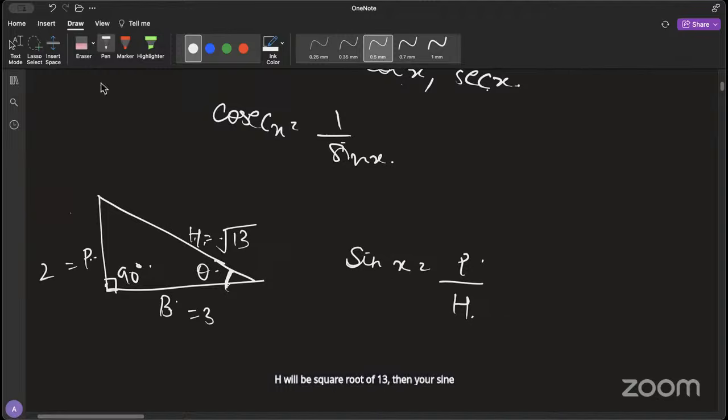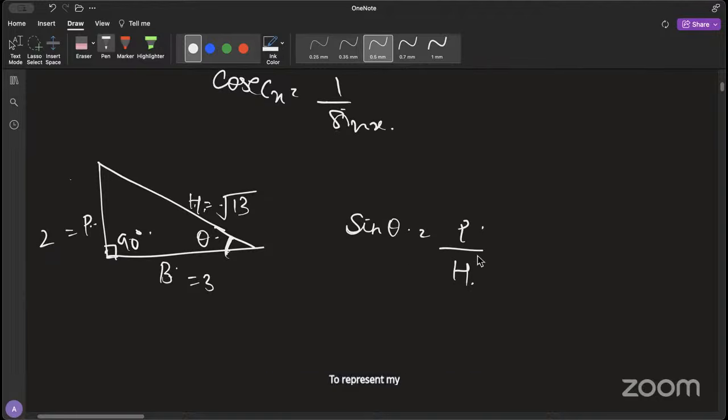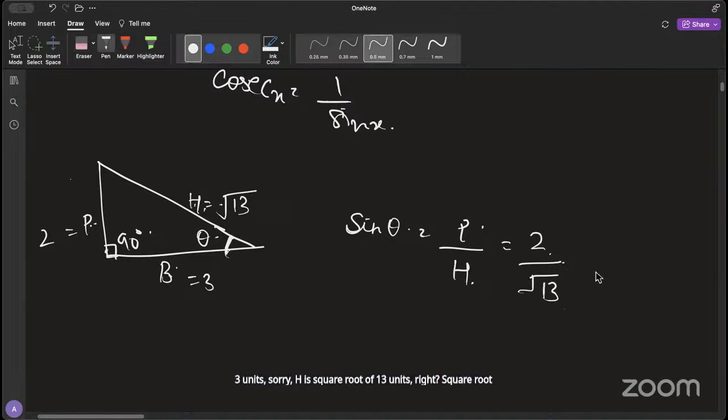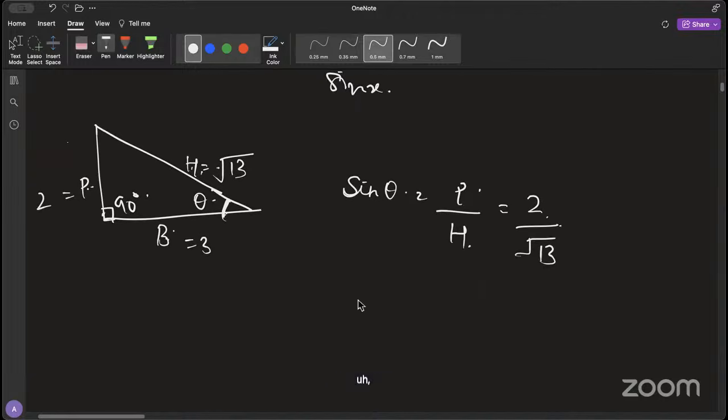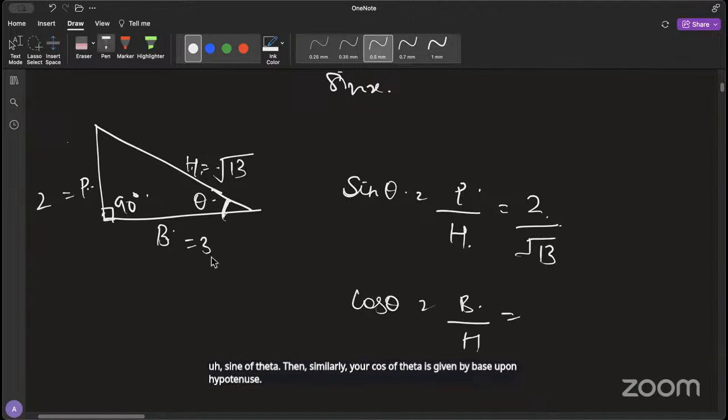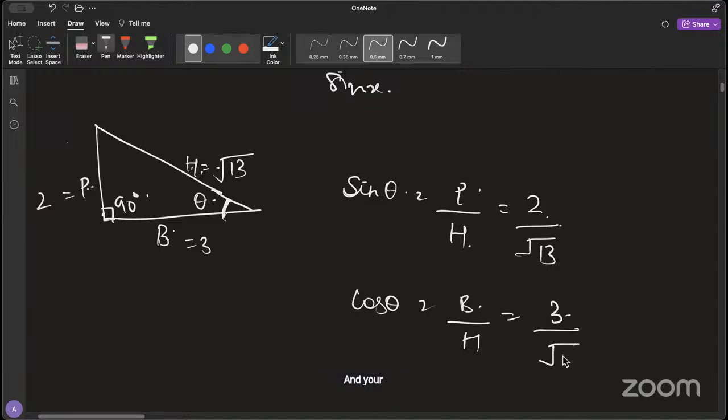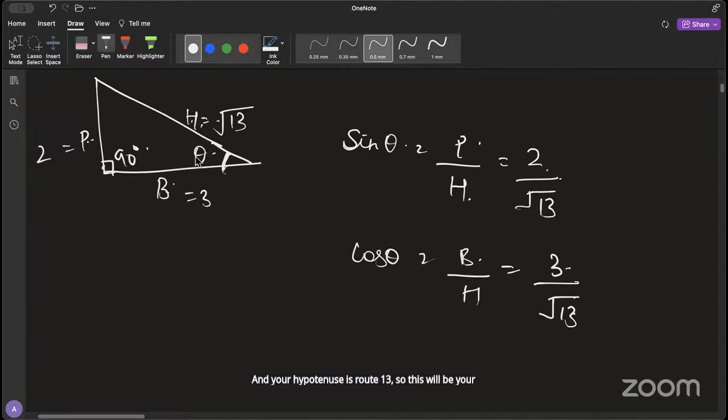Then your sine x will become, or I should say sine theta, because I've chosen theta to represent my angle. So sine theta will be P by H. Your P is 2 units. H is, sorry, square root of 13 units, right? This will give me 2 by root 13 units, or actually, your units get cancelled anyway. This will be your sine of theta. Then similarly, your cos of theta is given by base upon hypotenuse. So your base in this case is 3 and your hypotenuse is root 13. So this will be your cos theta for this triangle.